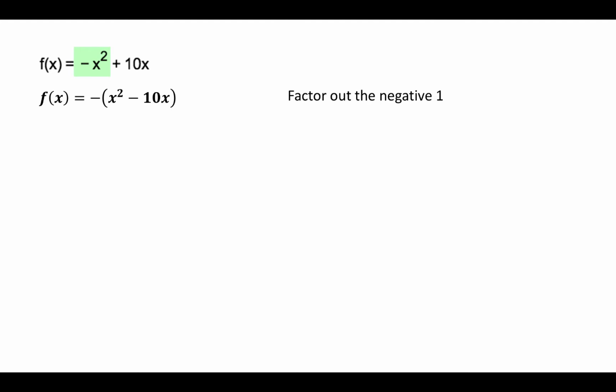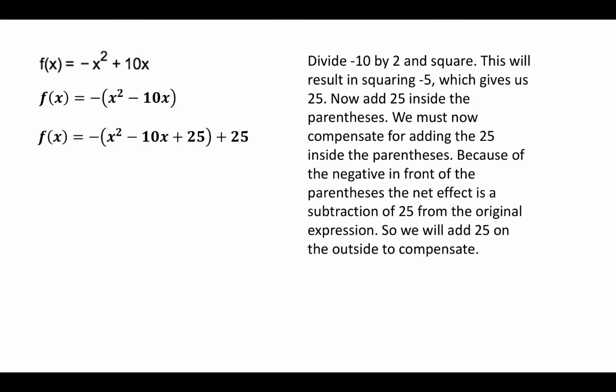First, we should factor out the coefficient of -1 that we see in front of the x squared term. This will give us a negative outside of the parentheses, and then x squared minus 10x on the inside. Now we should divide the coefficient on x, which is -10, by 2, and then square. This will result in squaring -5, which gives us 25. Now add that 25 inside the parentheses.